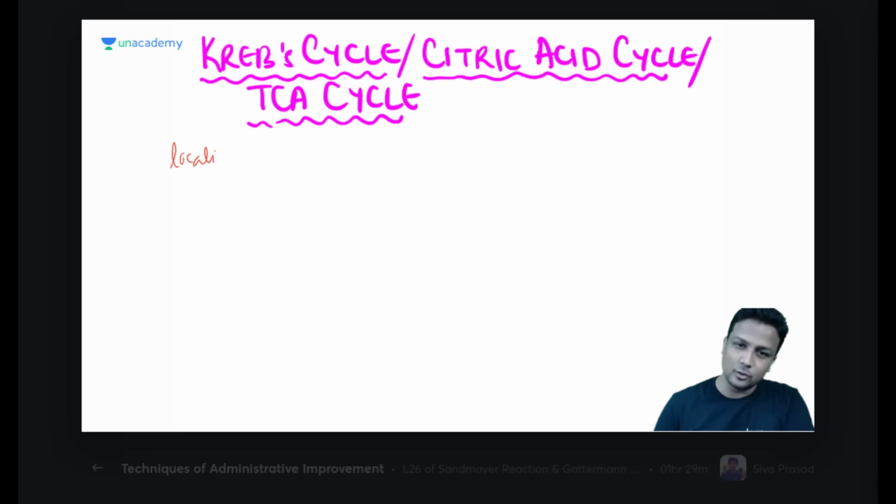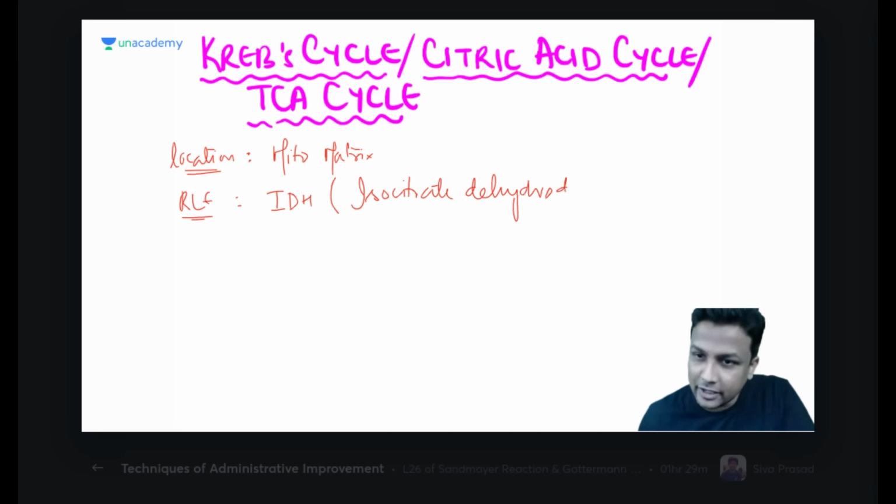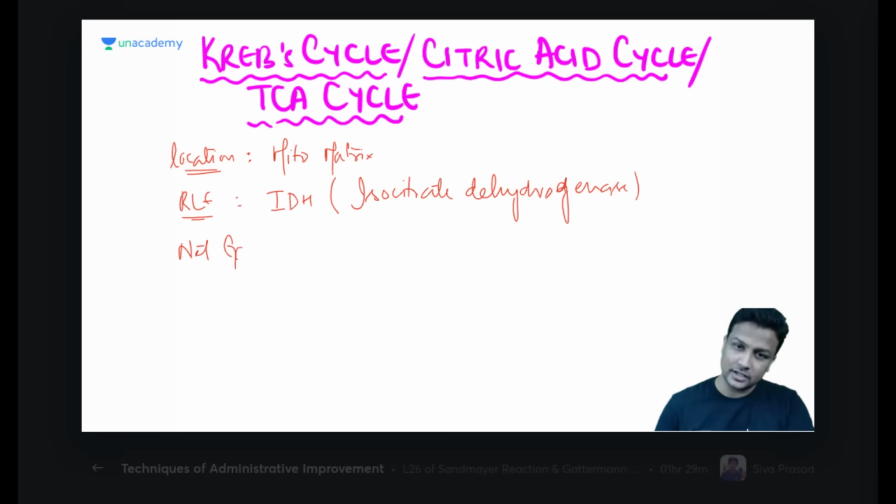Now, first thing that you have to remember is the location. Where is Krebs cycle taking place? Mitochondria. And where inside the mitochondria? The matrix. Mitochondrial matrix. After that, what is the rate limiting enzyme of the Krebs cycle? It is IDH. What is IDH? Isocitrate dehydrogenase. What's the rate limiting enzyme of the Krebs cycle, sir? Isocitrate dehydrogenase.